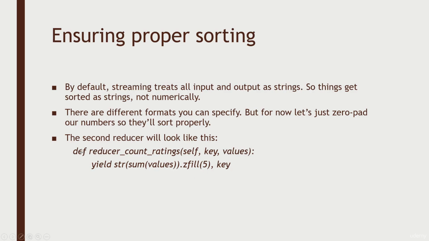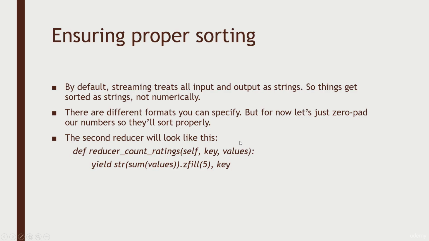To do that, your reducer from the first step will end up looking like this. What we'll do is convert that sum of the rating counts into a string, and then use zfill on it, which zero fills from the left up to 5 digits. So what this will output is the rating count forced into a 5-digit number, zero padded on the left, and then the actual movie ID.